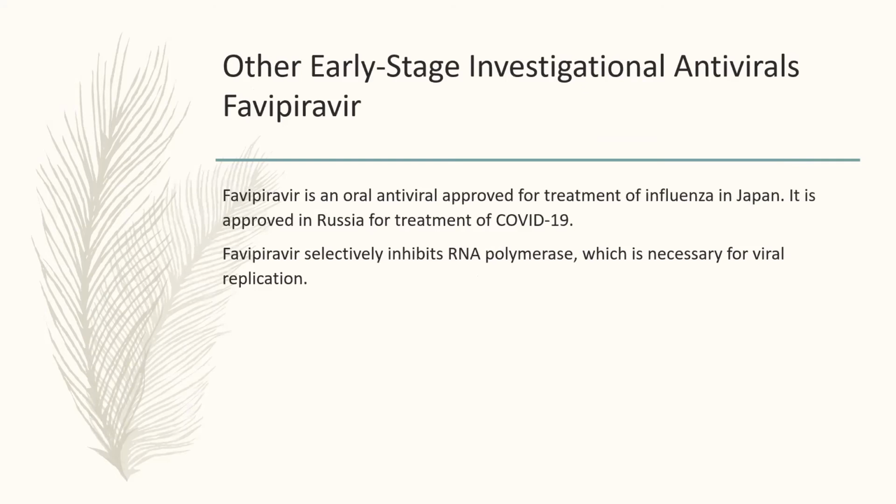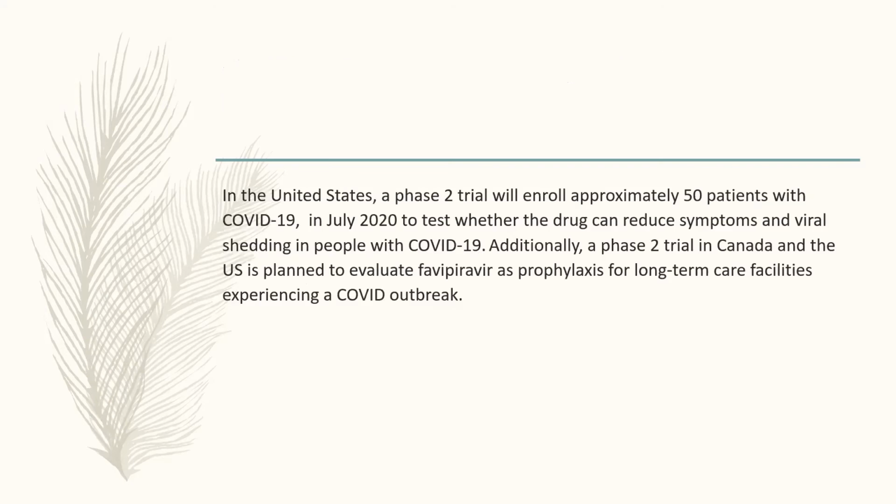Another early stage investigational antiviral is favipiravir, an oral antiviral approved for the treatment of influenza in Japan and approved in Russia for treatment of COVID-19. Favipiravir selectively inhibits RNA polymerase, which is necessary for viral replication. In the United States, a phase 2 trial will enroll approximately 50 patients with COVID-19 in July 2020 to test whether the drug can reduce symptoms and viral shedding in people with COVID-19.